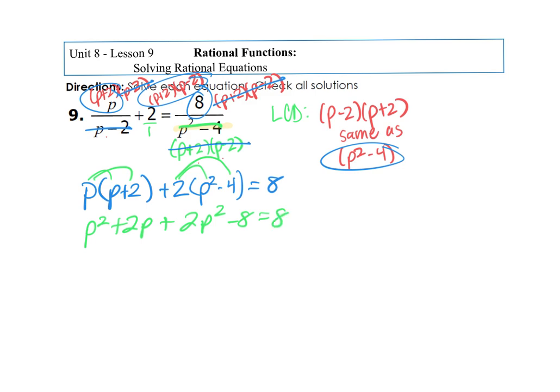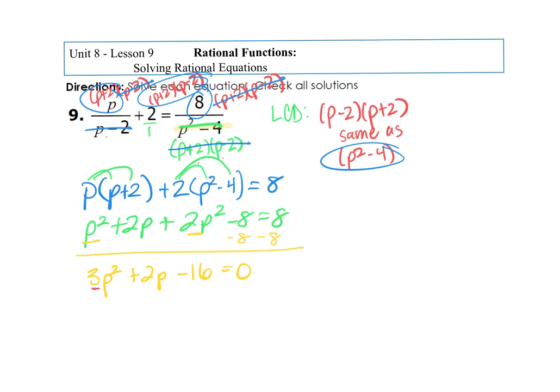All right, this is still quadratic, so we're going to combine like terms and also get this set equal to 0. So p squared and 2p squared make 3p squared. We have plus 2p in the middle, and -8 and -8 make -16. And now it's equal to 0.